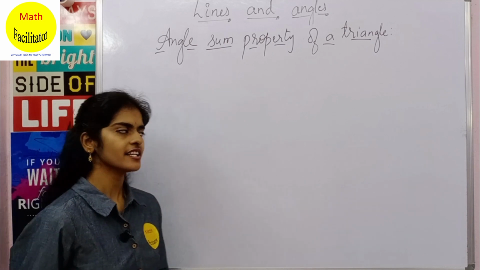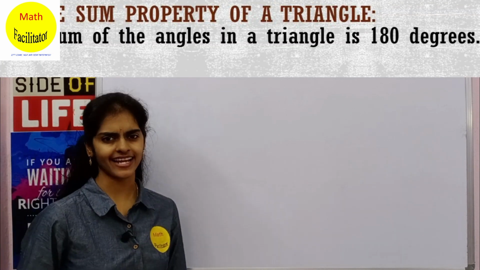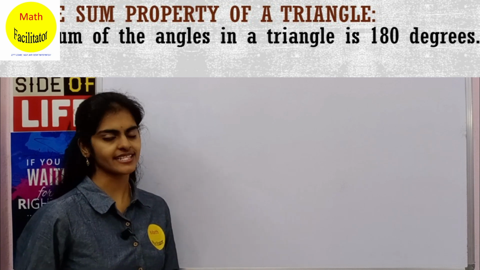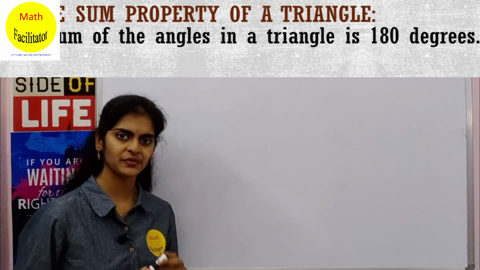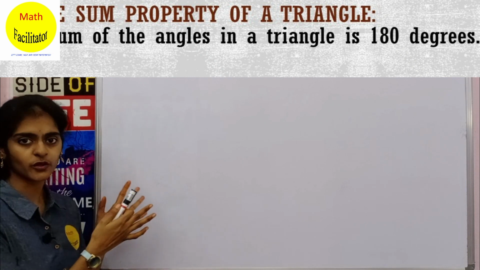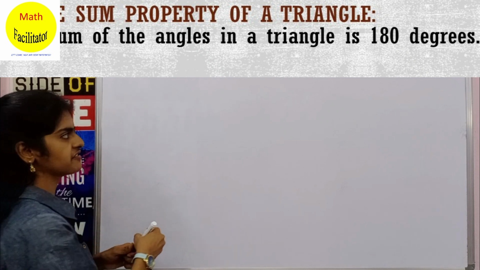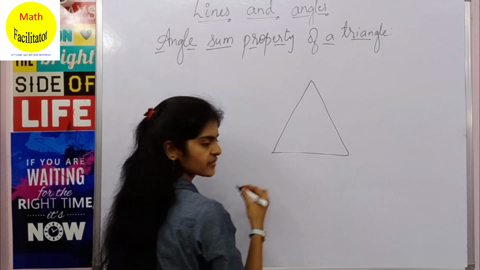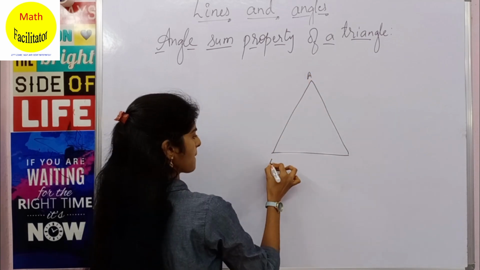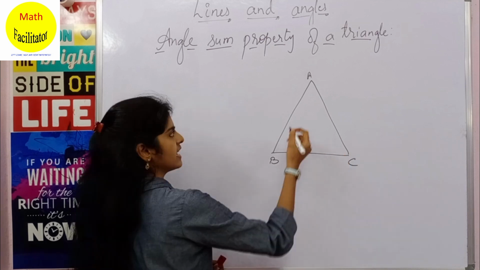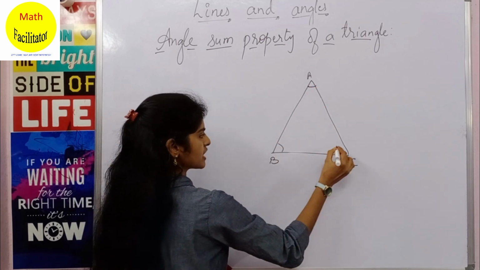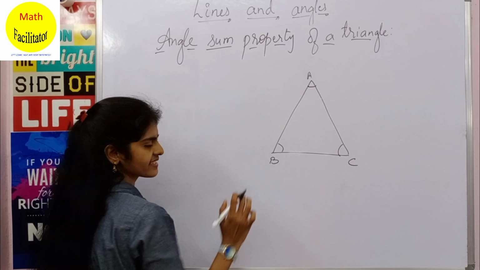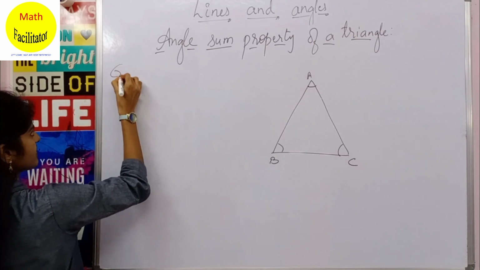Now moving on to the next concept, let us talk about the angle sum property of a triangle. What is the angle sum property of a triangle? You already know that the sum of angles in a triangle is how much? 180. That we are going to prove here. If this is the triangle you have, with vertices A, B, C, and three angles are formed here, you have to prove that the sum of these three angles is 180.